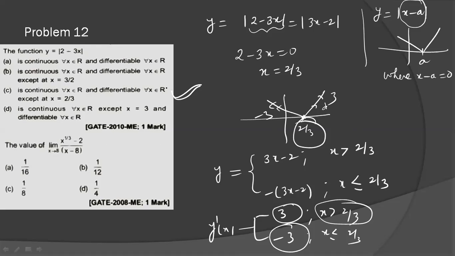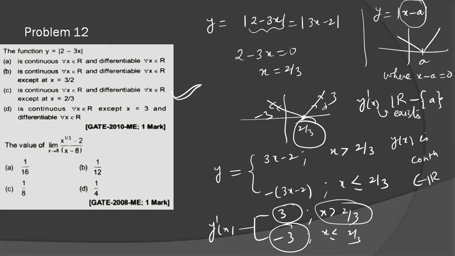More you can see in lecture 16. I have discussed how to tackle mod x minus a. Mod x minus a is differentiable everywhere except where x minus a is 0, that is, at x equal to a. So this function is differentiable everywhere except x equal to a. Y dash x exists, and it is continuous for every real value.